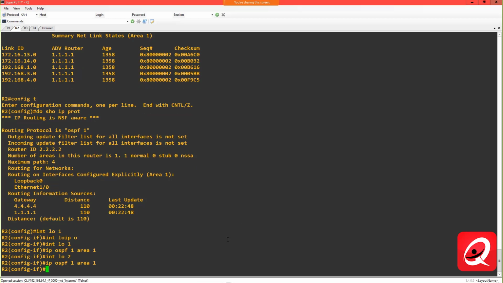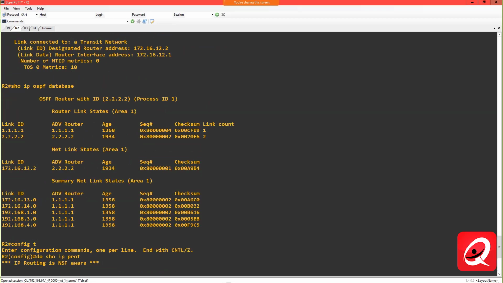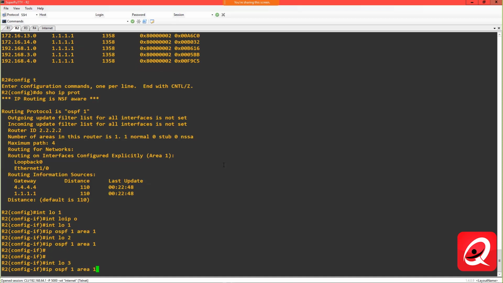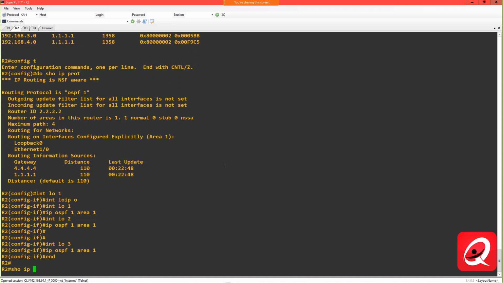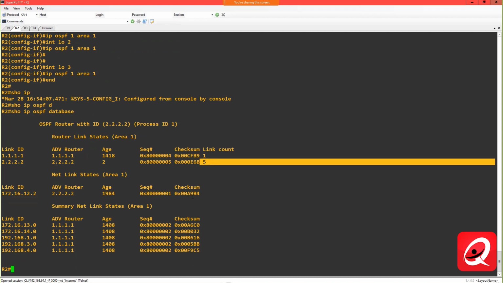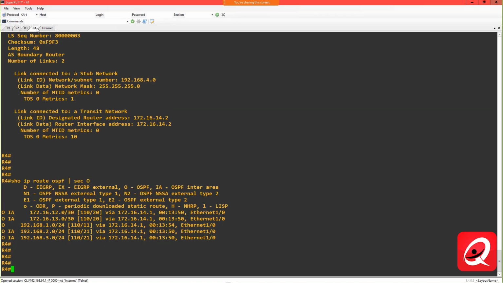And by the way, I should have known that from the beginning, but I saw that because my link count didn't go up. When I was looking at the router link states, I should see this link count go up because I'm adding additional type 1 LSAs to the process. So interface loopback 3. And now if I do a show IP OSPF database, I should see that link count go up, which indicates that those links are now participating in OSPF. Okay? So those are type 1s in area 1.